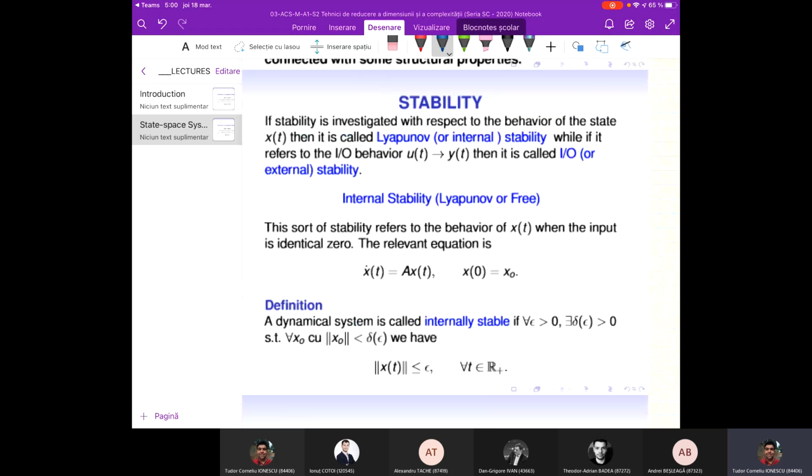Stability is investigated in this ABCD framework with respect to the behavior of the state x of t, so of the time evolution of the state. And this is called Lyapunov, or internal stability. We are used to discussing input-output stability. You did that from the signals and systems course. I'm talking to the control engineers. Control engineers have been studying stability from an input-output perspective throughout their entire bachelor studies. Is this correct? I think this is a correct statement, isn't it? Can you confirm that? Yes.